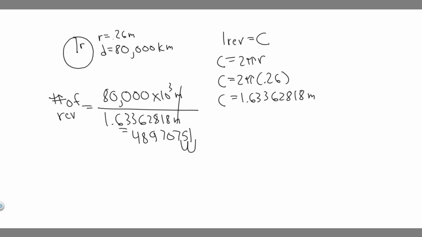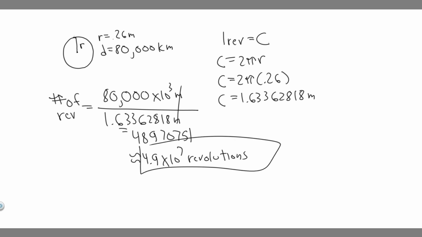And so what we want to do now is just put it in scientific notation. So 1, 2, 3, 4, 5, 6, 7. It's going to be about 4.9, rounding it to 4.9, times 10 to the 7, and then it's going to be in revolutions. So it's going to do this many revolutions before the tires wear out. So this is going to be your answer, and hopefully you found this useful.